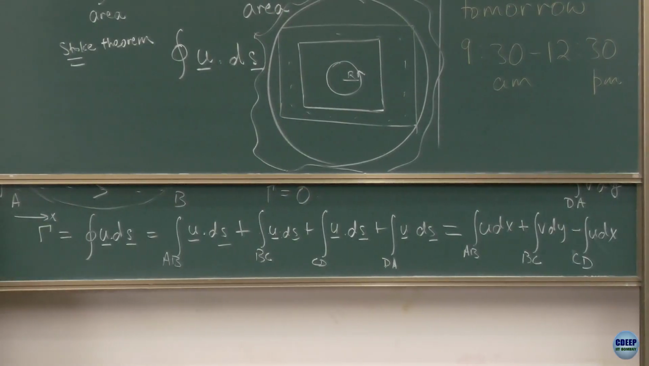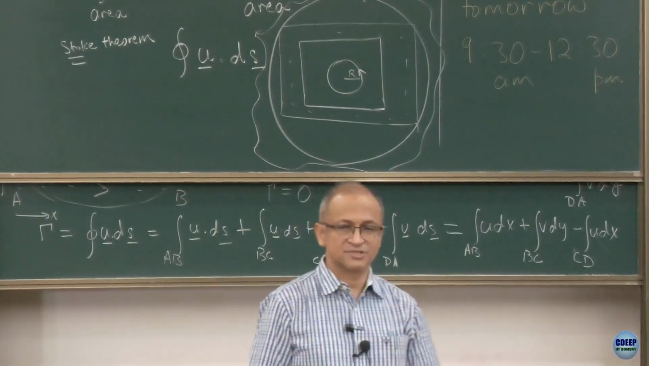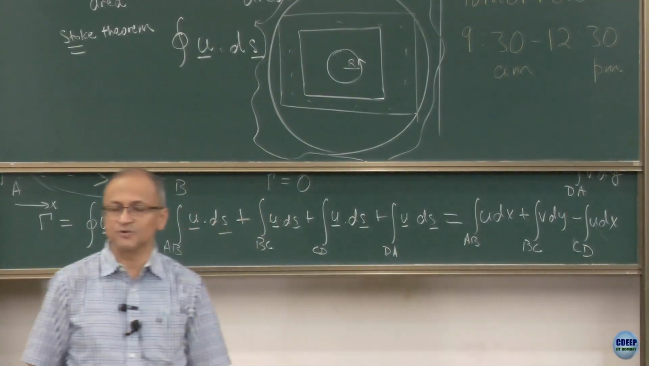Okay, so this is an interesting illustration of the Stokes theorem, as well as some discussion on how to calculate vorticity. Okay, any questions here?